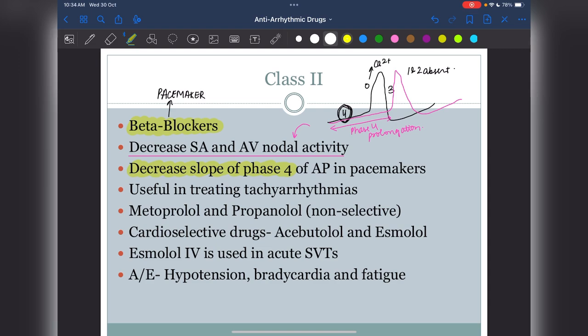Okay. What are the drugs? Non-selectively metoprolol and propranolol. And if you have to see cardioselective drugs, that is acebutolol and esmolol. Esmolol plays an important role when it is given IV. Esmolol IV is used in acute supraventricular tachycardias. That is one important point to remember. It can be very commonly asked what drug can be used for acute supraventricular tachycardias, that is esmolol IV. Okay, what are the adverse effects? The general adverse effects of beta blockers are hypotension, bradycardia, and fatigue.